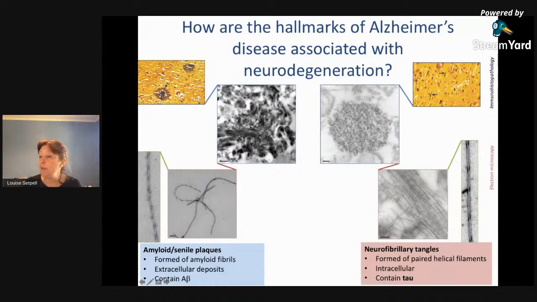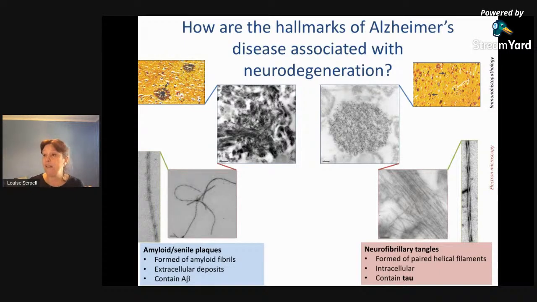So the dots are not part of the paired helical filaments, they're just gold particles to help us find them. And if we look in a bit more detail, we can actually see why these are called paired helical filaments, because they have this very precise paired helical morphology. And we can make these in vitro. I'm going to tell you a bit more about that towards the end of this lecture. So these proteins are formed from tau, they're intracellular, and they're known as paired helical filaments, which are formed within neurofibrillary tangles.